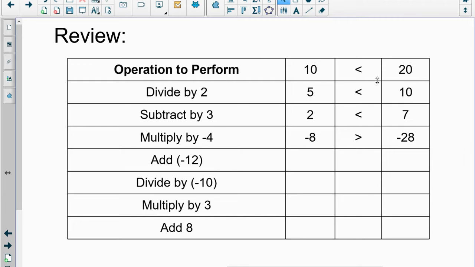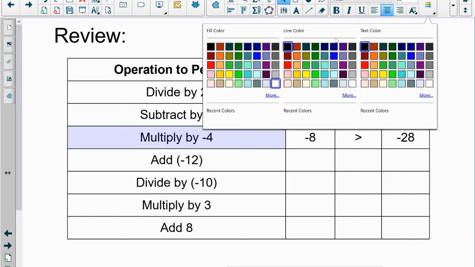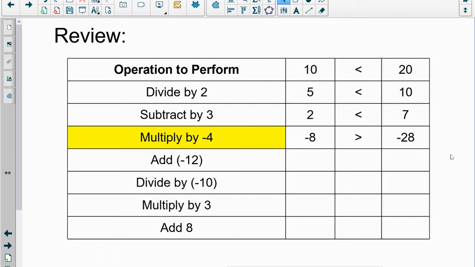Look what happened. Our inequality symbol went from less than, less than, less than, and now all of a sudden it changed to be greater than. I'm going to mark this to remind me that's the one that caused the inequality to flip. We multiplied both sides of the inequality by negative 4, and it changed which side had the larger value.